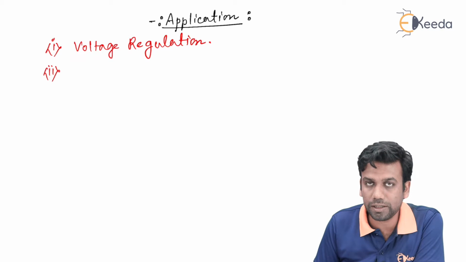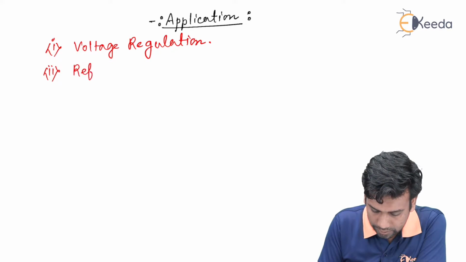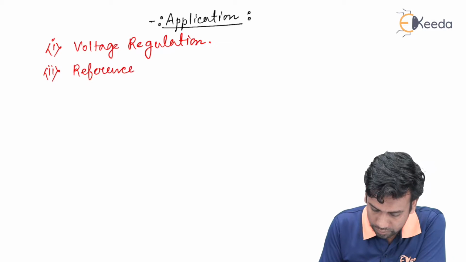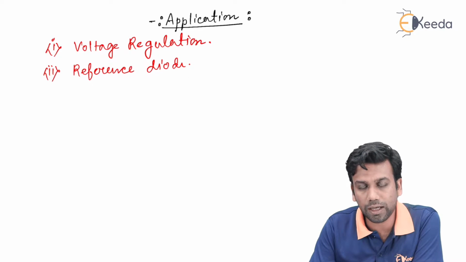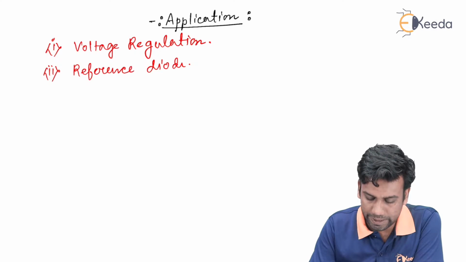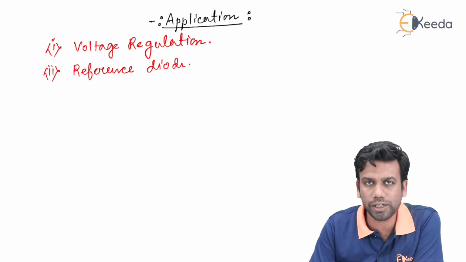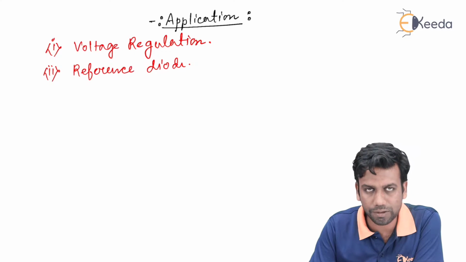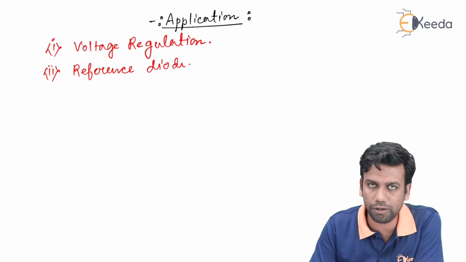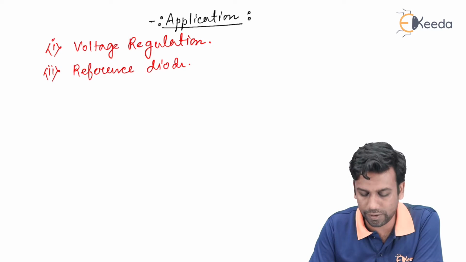The second application is that a Zener diode is also used as a reference diode, because during the reverse bias breakdown operation, the voltage across the Zener diode remains constant, but the current through the Zener diode increases rapidly. That is why the voltage across the Zener diode is taken as a reference voltage, and that is why it is called a reference diode.